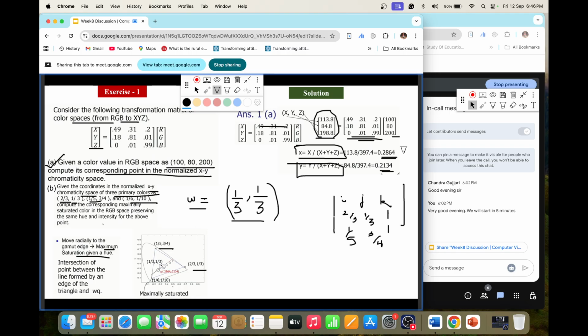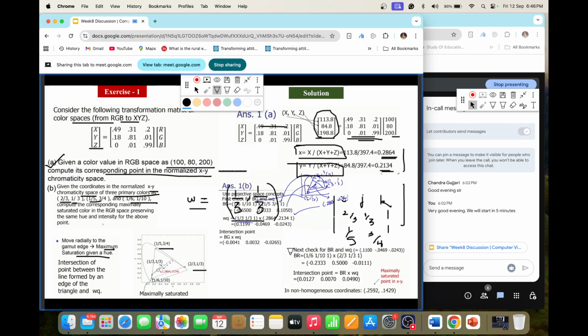W we already have, and Q is nothing but this point, that is 0.2864 and 0.2134. So this is WQ. We have to intersect this WQ with the RG, GB and RB lines. By that we can get the maximum saturation given here.